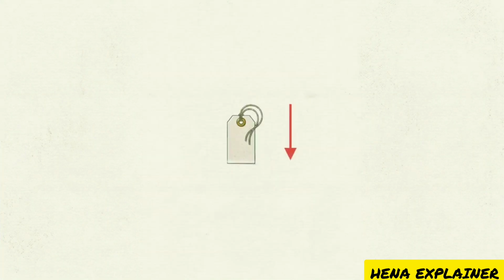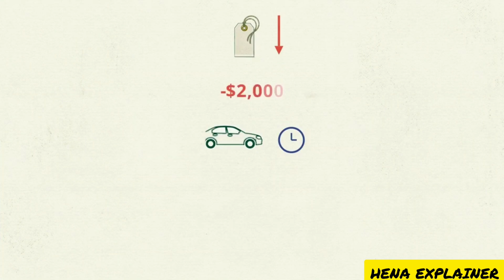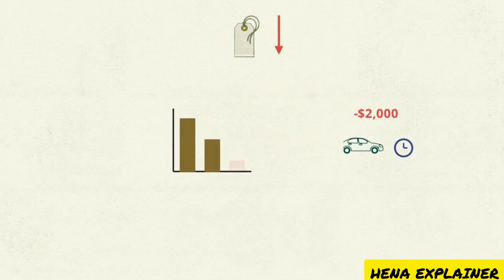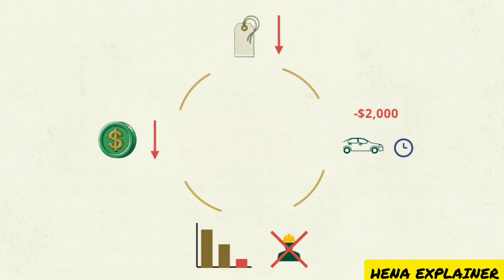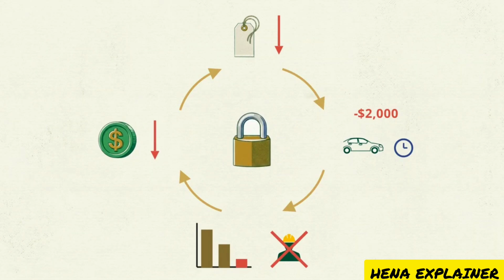Falling prices freeze economies. Expecting a car to be cheaper, you wait to buy. When millions do this, revenues collapse. Companies cut prices and lay off workers. This leaves consumers with less money, creating a self-feeding loop that locks the system into paralysis.